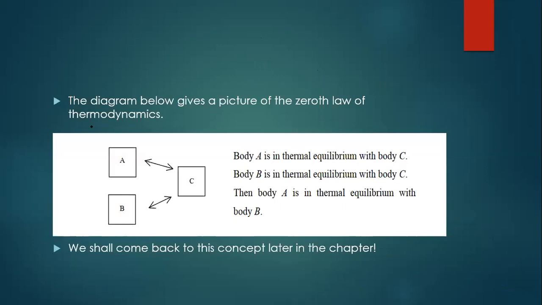All right. So this diagram is what it's talking about. If body A is in thermal equilibrium with body C, and body B is in thermal equilibrium with body C, then body A is in thermal equilibrium with body B. So if this is in thermal equilibrium with that one, and that is in thermal equilibrium with that one, then we also expect that this should be in thermal equilibrium, like that. Like I said, we'll get back to this concept later.